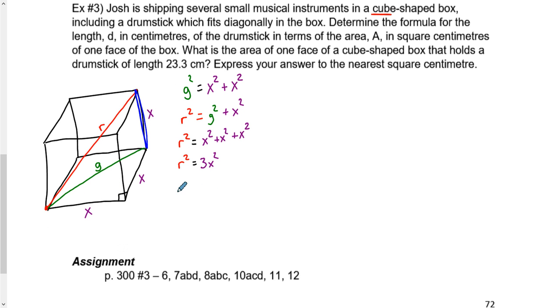So our red length, sorry, not radius, 23.3 equals the square root of 3x squared. 23.3 squared is 542.89 divided by 3. So x squared would equal that.